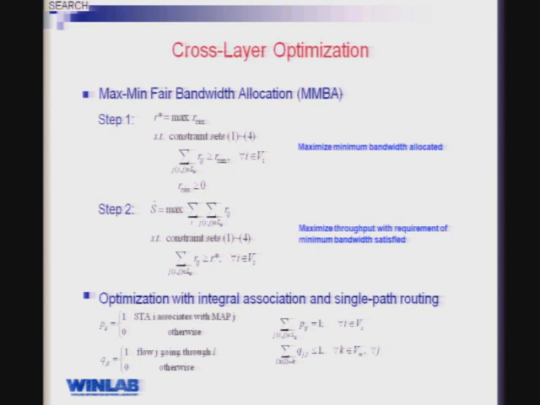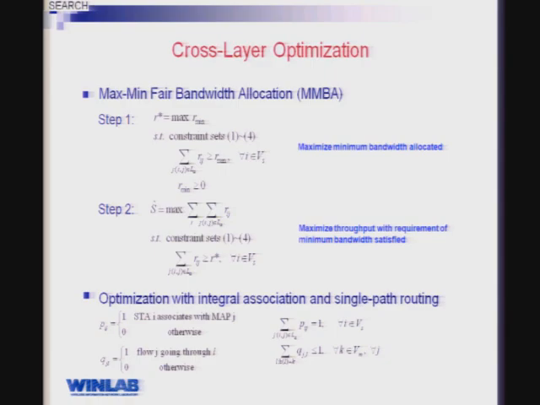If we want to limit the association to be integral association and the path to be single-path routing, then we simply add two sets of 0-1 variables and limit that one user can only associate with one access point, and at each intermediate node on the backbone, there is only one outgoing link for a given flow.